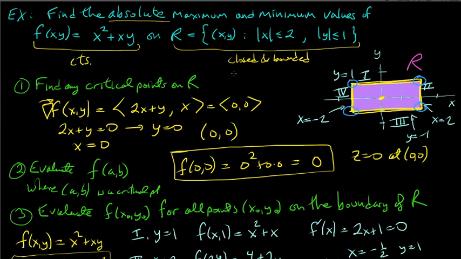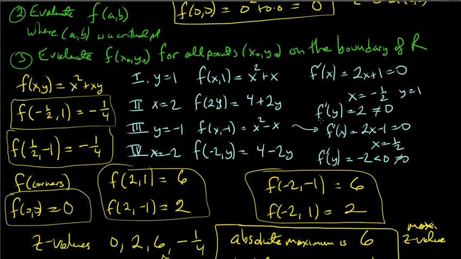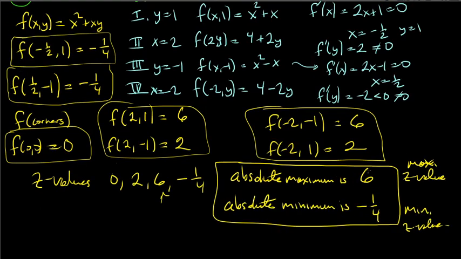So that does it. That answers that question. Right, find the absolute maximum or minimum of a function on a closed and bounded region. And so there's a theorem that says if you have a continuous function on a closed and bounded region, you are guaranteed to have a maximum and a minimum. We have a maximum of 6 and a minimum of -1/4.